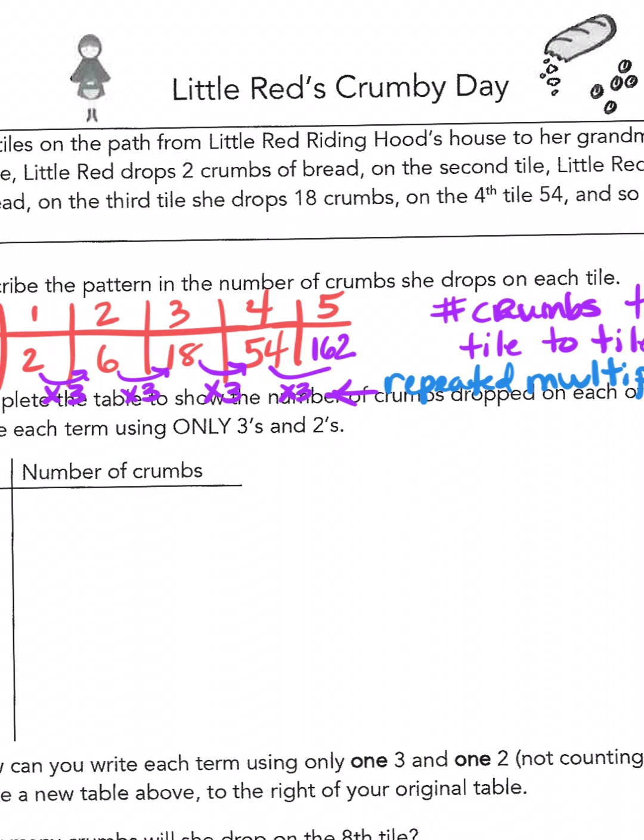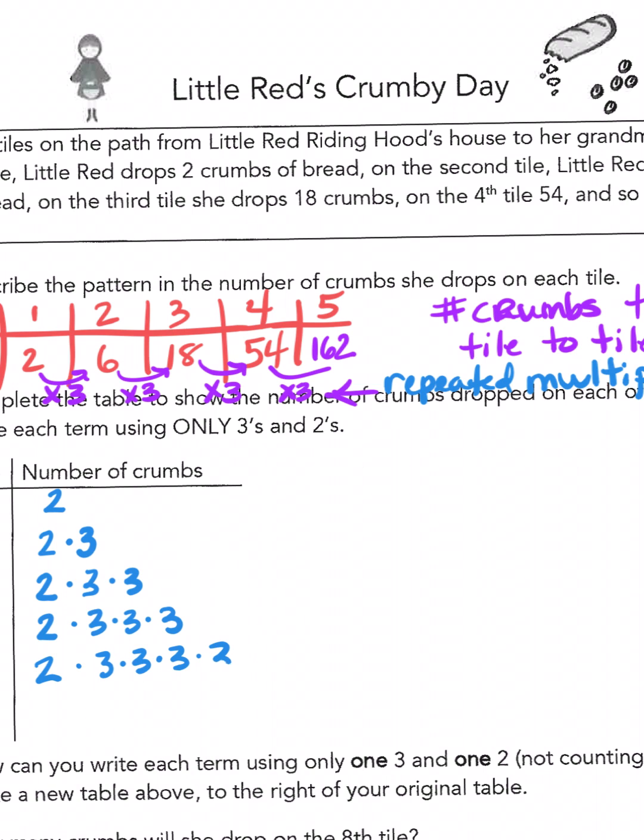So the number of crumbs is what? 2, right? And then 6 can be written as what? 2 times 3. Why do you think I'm going to put that 2 first? Because it's what we started with, isn't it? And then how do I write 18? Okay, 2 times 3 times 3. And then the 4th tile, 2 times. You seeing a pattern here? I'm getting tired of writing 3s, guys. Is there an easier way we can do this? 3 squared. Oh, okay, good.